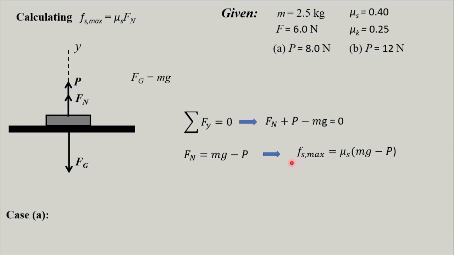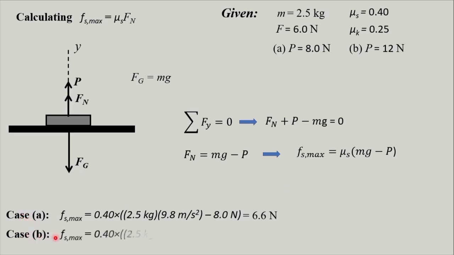Now we consider two cases. Case A, where P equals 8 newtons. So we plug in all numbers here and get the magnitude of Fs max for case A. We repeat calculations for case B, and in case B we have the answer 5.0 newtons for that force. Now we are prepared to solve the problem completely.